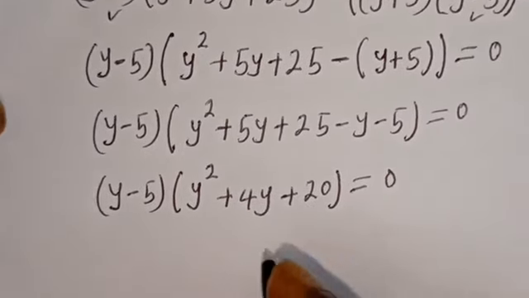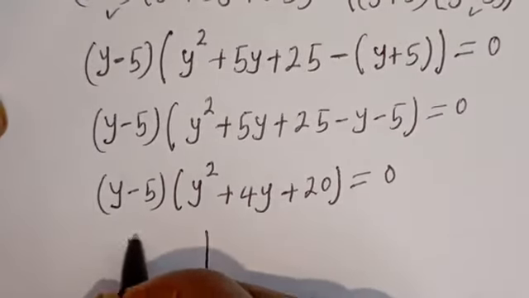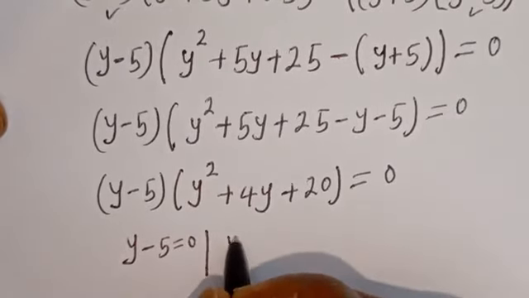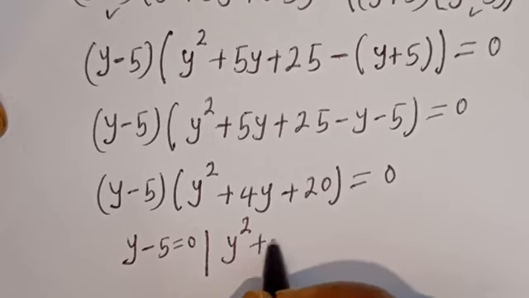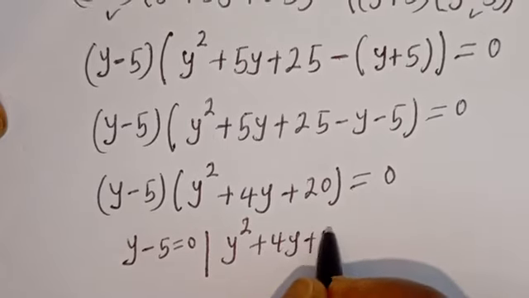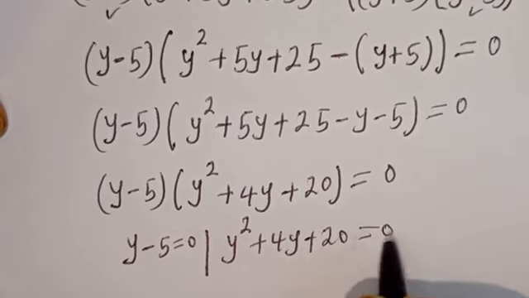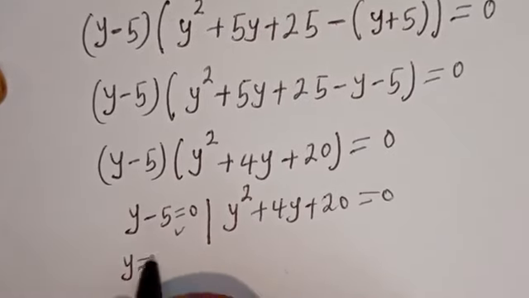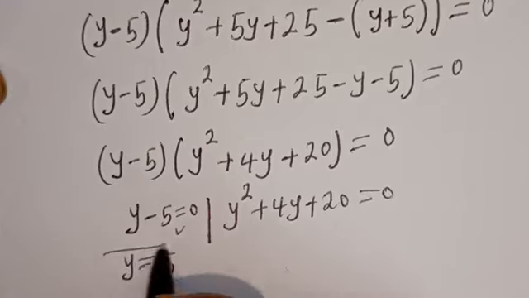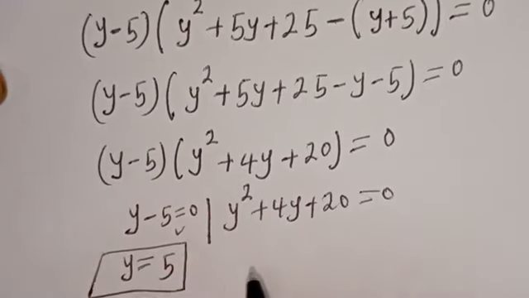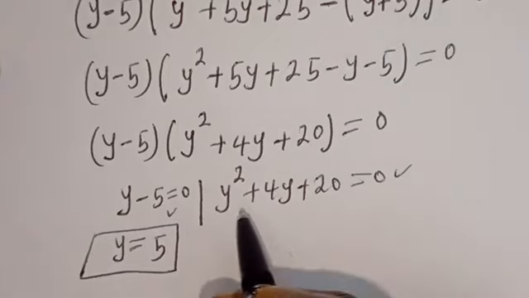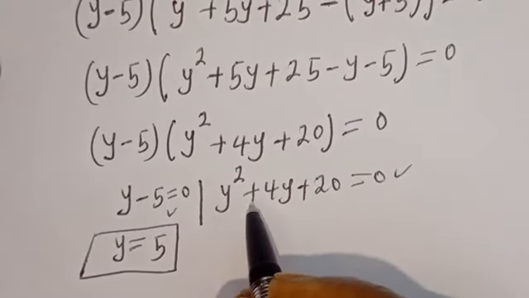There are two cases here. The first case is y minus 5 equal to 0, and the second case is y square plus 4y plus 20 equal to 0. Then from the first case here, y is equal to 5. This is the first value of y. And from the second case here, this is a quadratic equation. Let's solve this using the quadratic general formula.